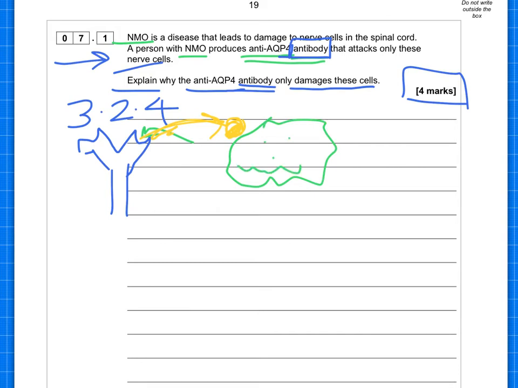So the NMO antigens are that shape. And they're only found on those nerve cells. So the antibody binds to form an antigen-antibody complex. If you're going to remember 3 words related to immunity, related to antibodies, antigen-antibody complex with these particular NMOs, nerve cells.